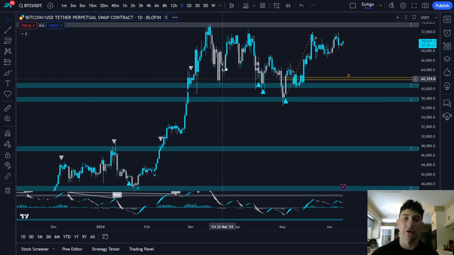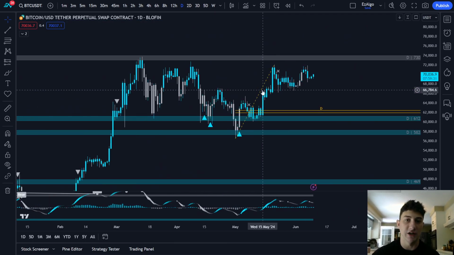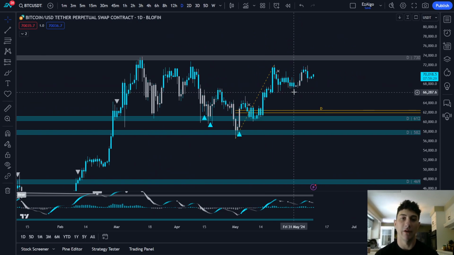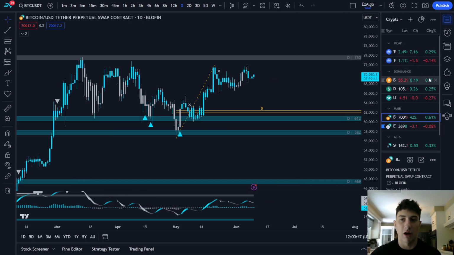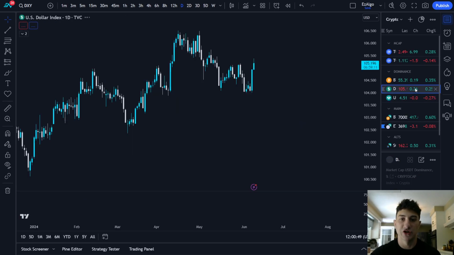And this is the first time that we're seeing this range form here, which I think is very healthy. Of course, when you're in such a parabolic move to the upside, you are going to see buyer exhaustion. That's just a given. It's going to happen. So again, consolidation for me, I still think this is bullish. I do think we will have a bullish summer. I do think altcoins will pick up here eventually as well.